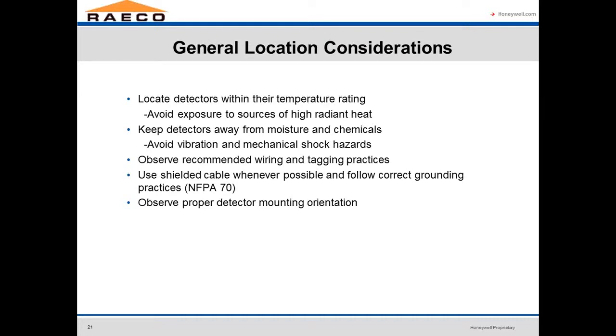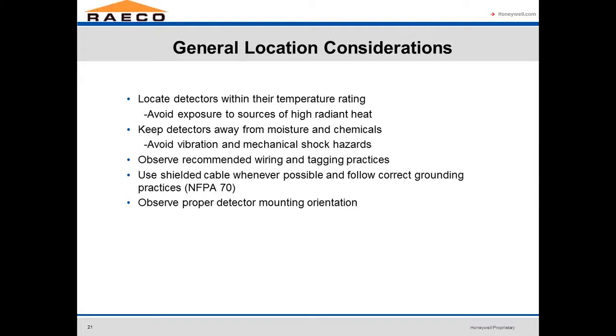Other general conditions to consider: always use the manufacturer's temperatures and ratings. You don't want to go into high heat areas when you have detection equipment that's rated for 105 degrees F. Keep detectors away from moisture and chemicals and spills, away from vibration, mechanical shock, people running into them. Make sure you use proper cabling. It's very common to use shielded cable. It is recommended to use shielded cabling for your gas detection and proper grounding practices that are typical electrical code standards.